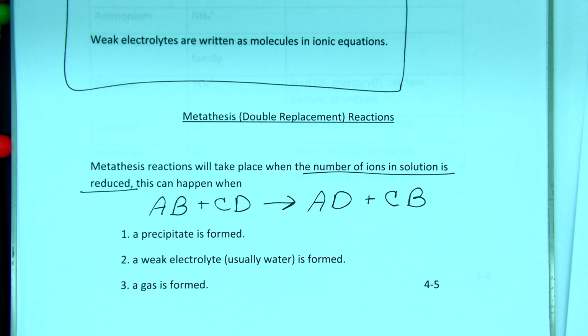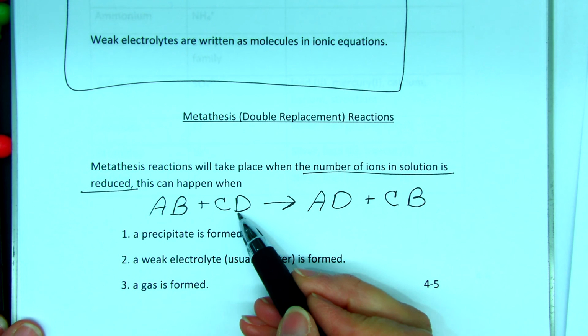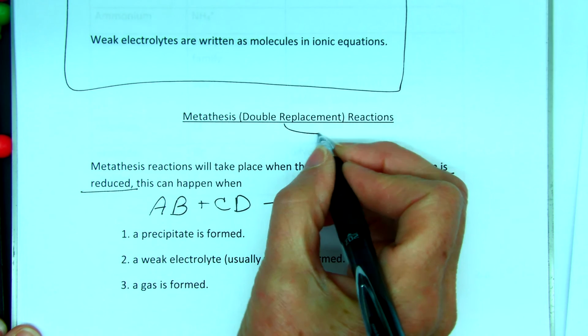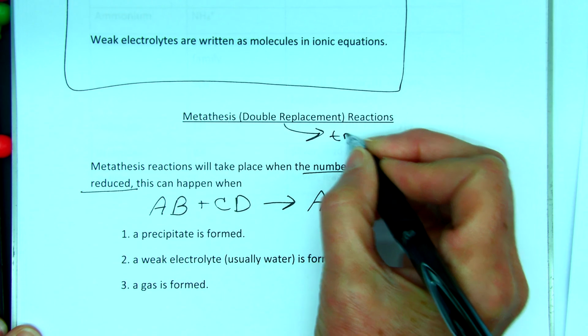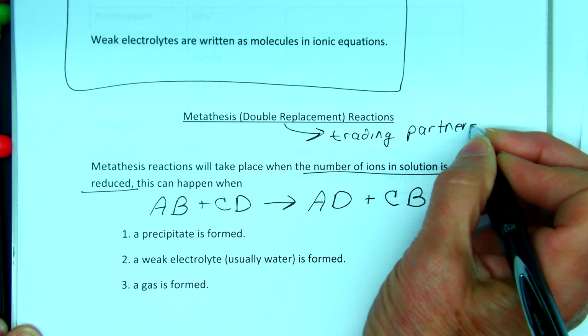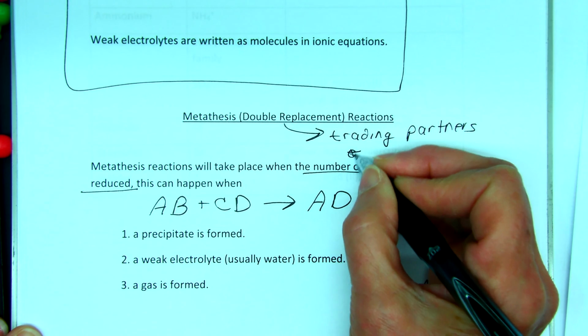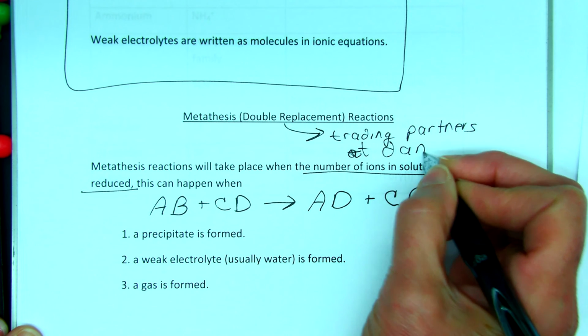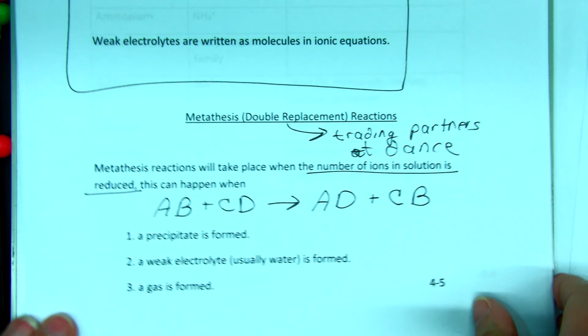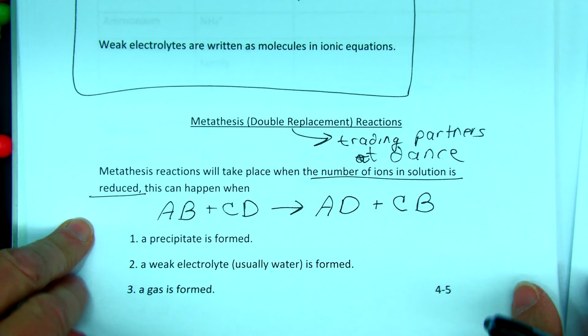So when we look up here, you've got A and B are dancing, and C and D. We stop and we trade partners. So we can think of metathesis or double replacement as trading partners at the dance. So we're not making new compounds. We are just taking the ions that are in solution and we're switching them up to trade partners. That's all that we're doing in double replacement chemistry.